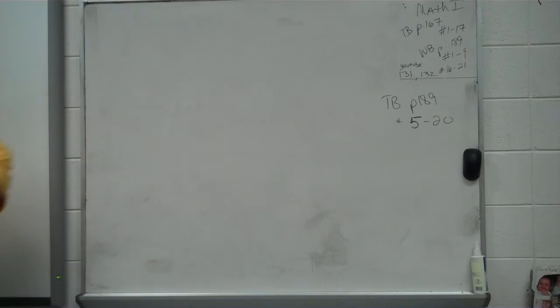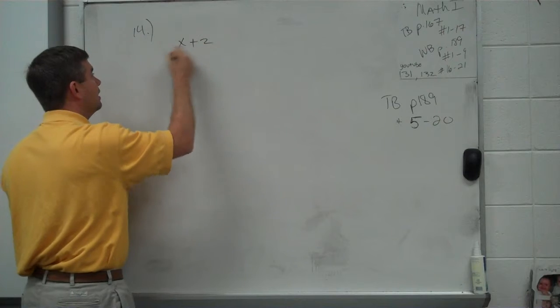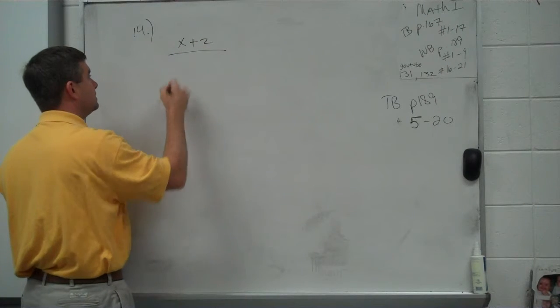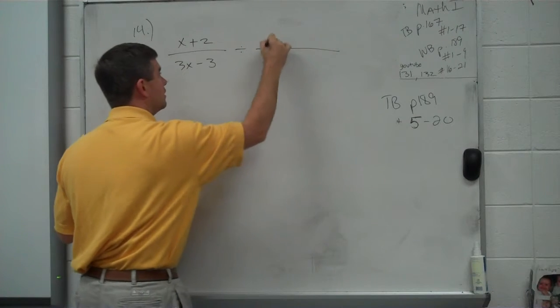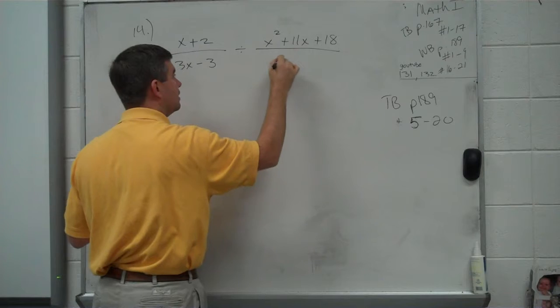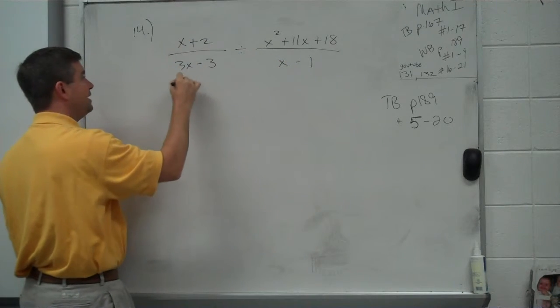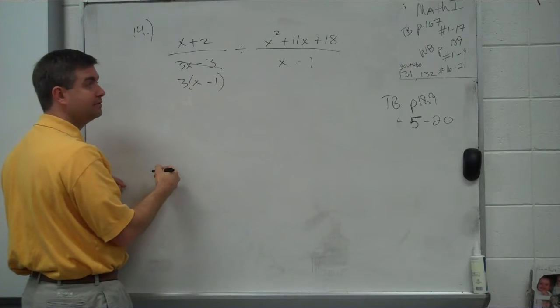All right, what you got? Hester? Number 14. Read it out. X plus 2 over 3x minus 3 divided by x squared plus 11x plus 18 over x minus 1. All right, I'm going to speed up a little bit. Okay, that's what that factors into.